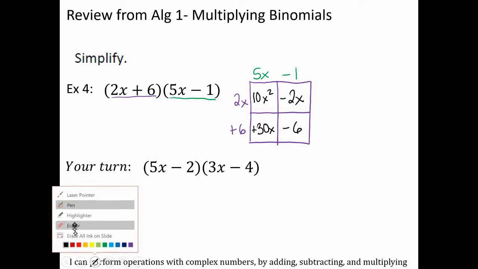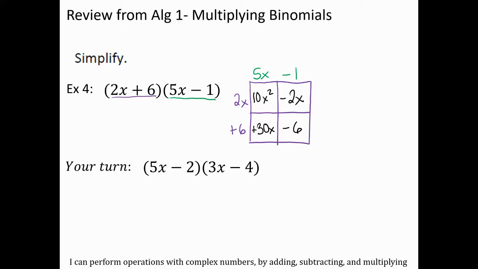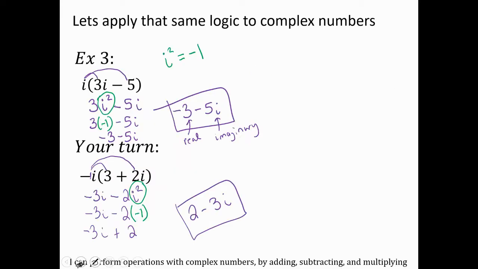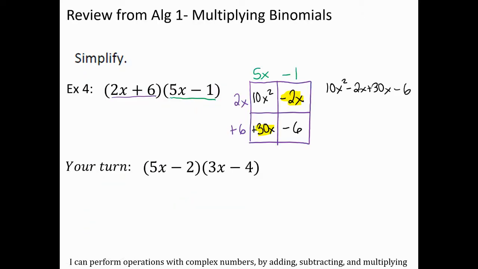And not always, but for the most part, the diagonals here are going to be like terms. So you're going to actually take those things and you're going to add them together because they're like terms. So we're going to take the 10x squared minus 2x plus 30x minus 6. And those two in the middle are your like terms. So we're going to add them together. And we get 10x squared.